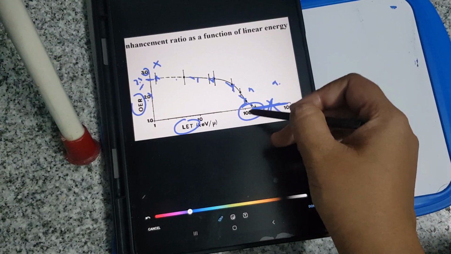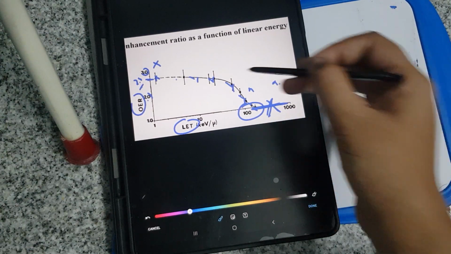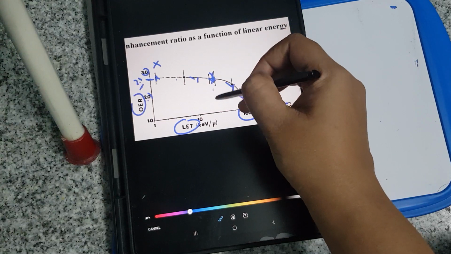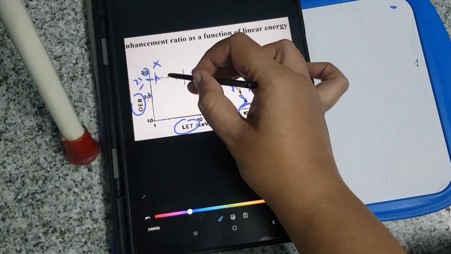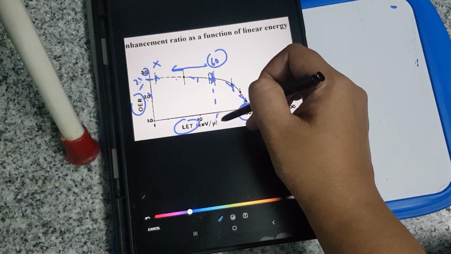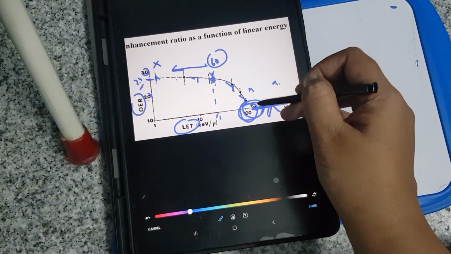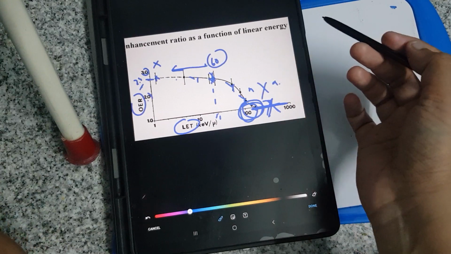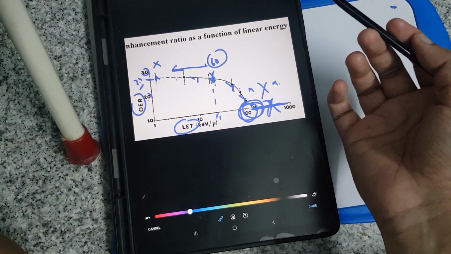So it is non-existent beyond 100 keV. It kind of starts decreasing after 60 keV or so. It will be okay-ish, similar until 60. After 60 keV it decreases, and after 100 it is almost non-existent and does not depend on the oxygen enhancement ratio.